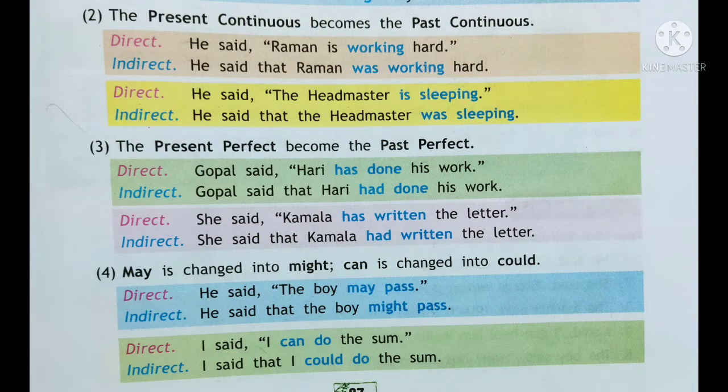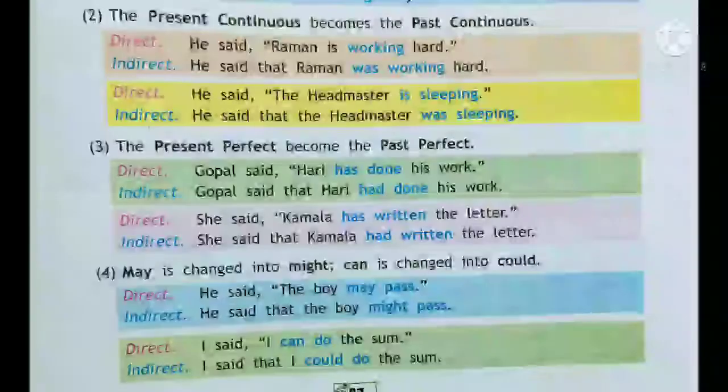Now, let us look at the third rule. The present perfect tense becomes the past perfect tense. For example, Gopal said, Hari has done his work. You can notice has done is a verb in present perfect tense. The rule says you have to change the present perfect tense to the past perfect. So, what will you write? Gopal said that Hari, instead of has, it will become had. So, Gopal said that Hari had done his work.